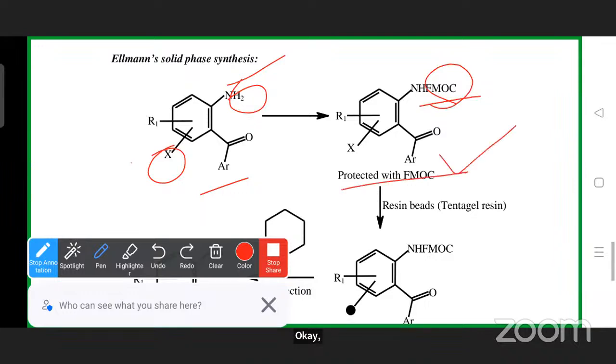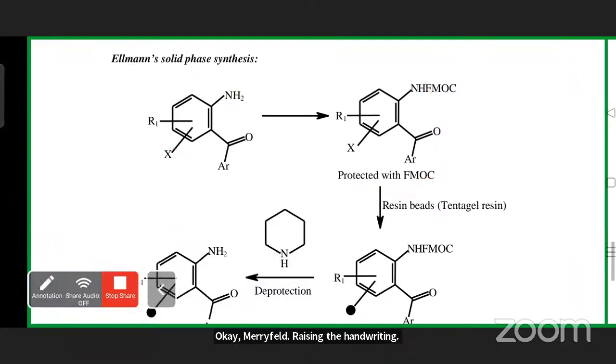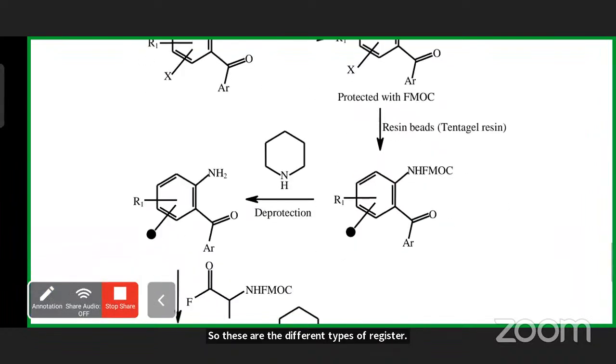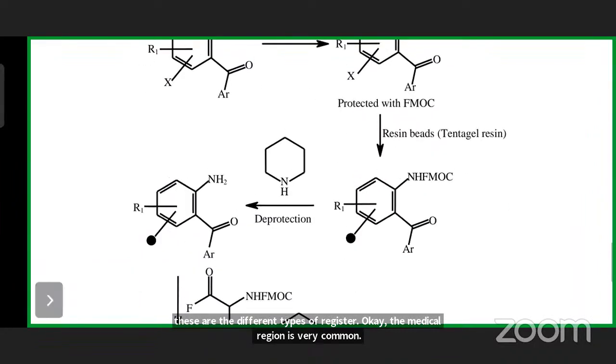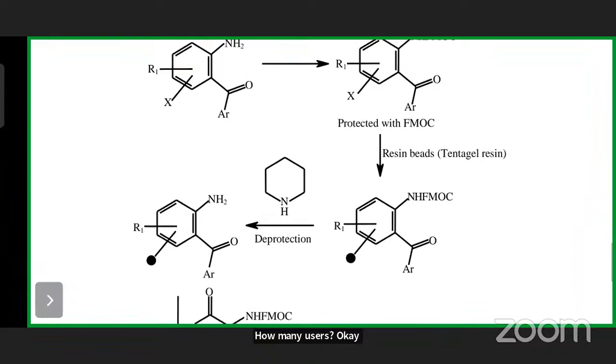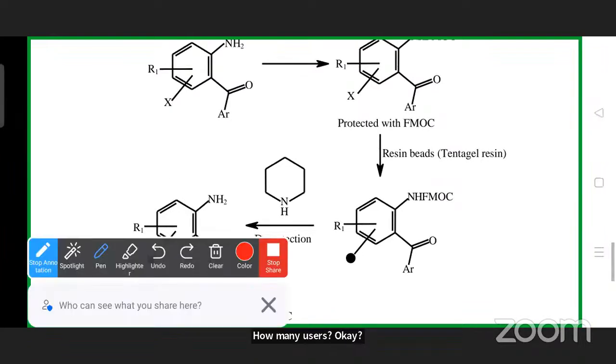Now we are going to attach the resin bead. That is a TentaGel resin, right? So we have TentaGel resin, Wang resin, Merrifield resin. These are different types of resins here. The Merrifield resin is very commonly used. Okay, so the resin is attached to this particular benzophenone derivative. So this resin bead is attached with this particular compound.